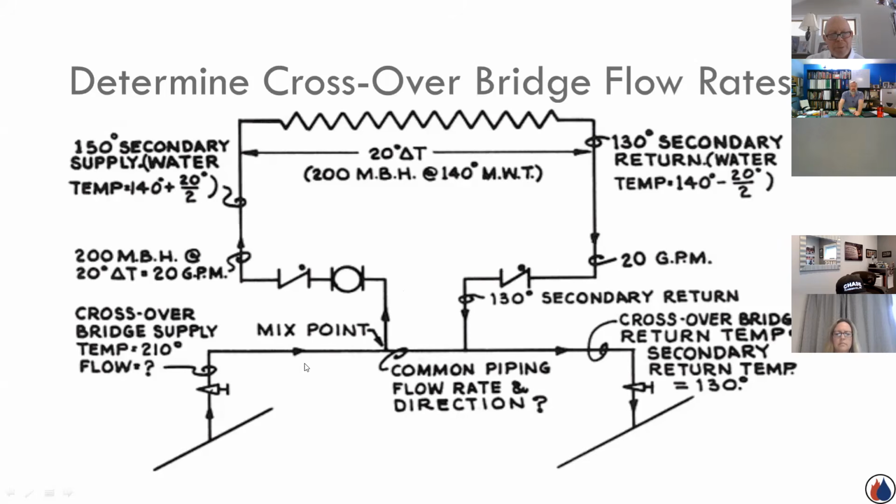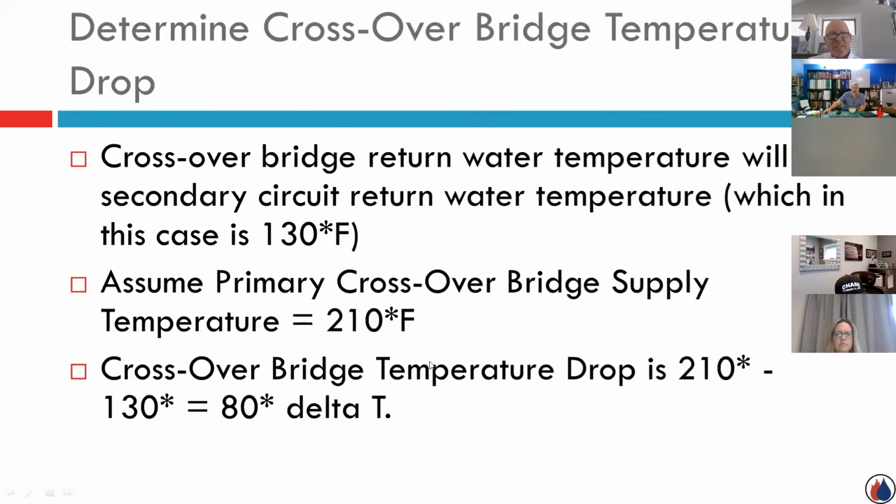The question becomes, what do I have available? Well, from the boiler plant, it looks like we have 210-degree water available. So what we're trying to figure out is, okay, what's the flow rate off of that distribution? What do I need to come across this crossover? And what's going to happen here in this common pipe? Crossover bridge return water temperature will equal the secondary return.